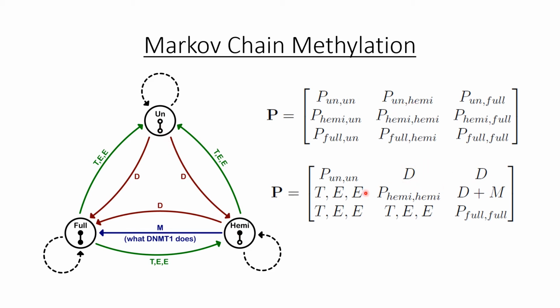The probability of hemimethylated DNA becoming unmethylated, going back down, that's T, that's the demethylators. The only weird one is here, the probability of hemimethylated DNA becoming fully methylated. That's one thing that can happen in two ways. That's the D plus the M, the D plus the M.